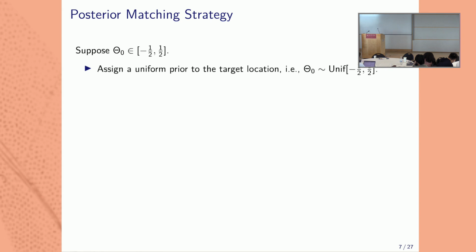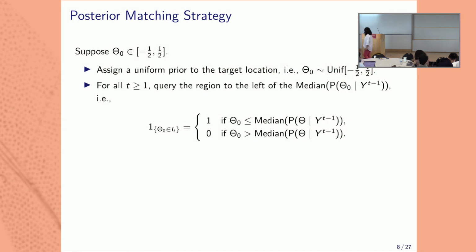Okay? And now what we will do is similar to posterior matching. For every time t, I'm going to find the median of this posterior, and I will search the left of it, or right of it, it doesn't really matter, right? So you will search left of the median at any given time. Now, this is after you have a posterior and you do that.